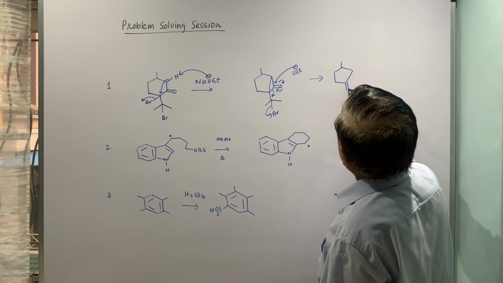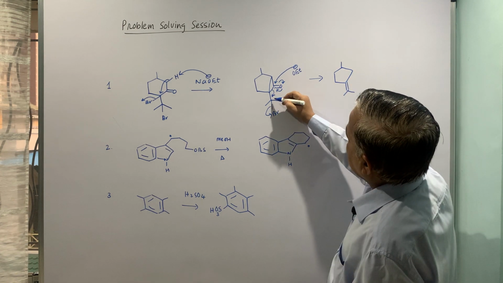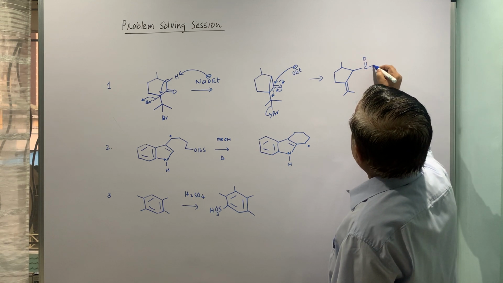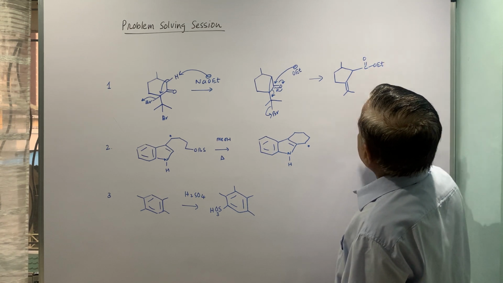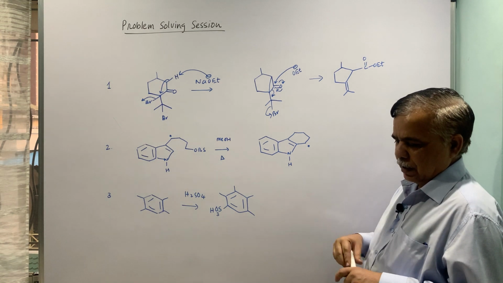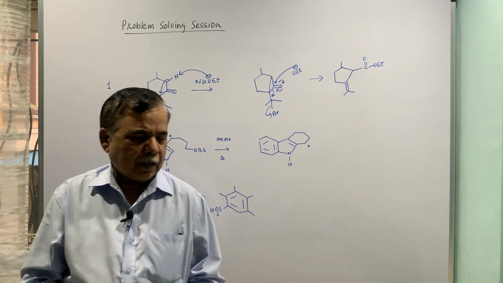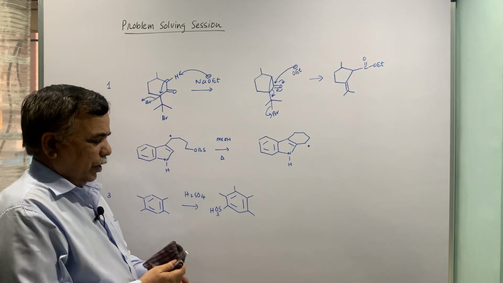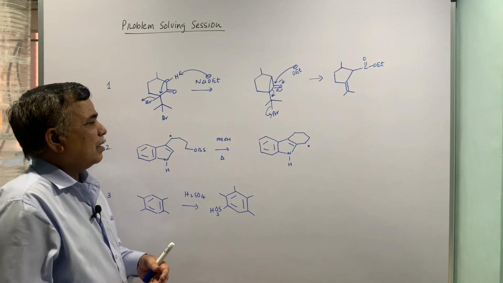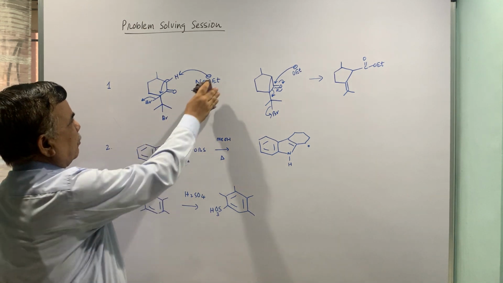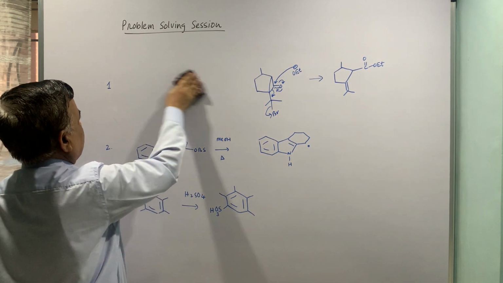Now, this product, once you draw, I am drawing it as it appears. This is the 5-membered ring, and now it will be a double bond, and this side it will be COOEt. So, this is Favorsky, but with little modification, and this is going to be an important example from the perspective of exam. Okay.